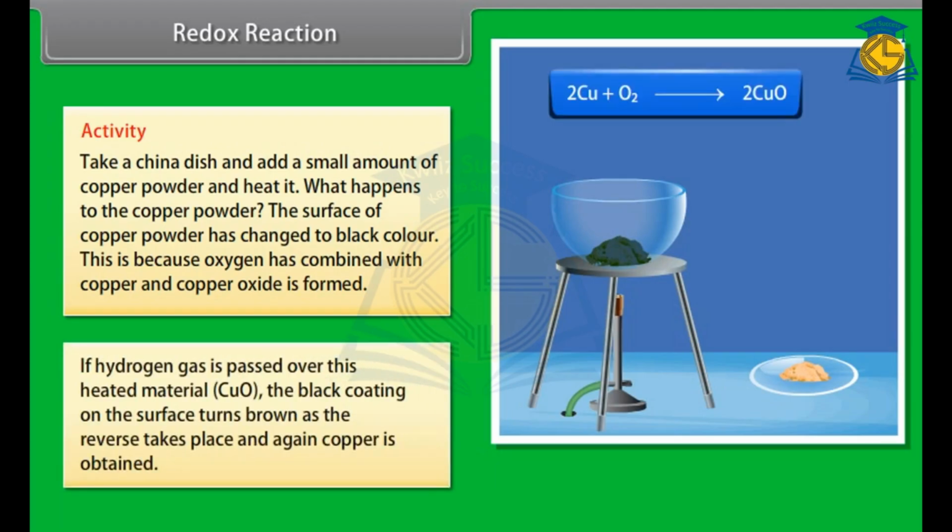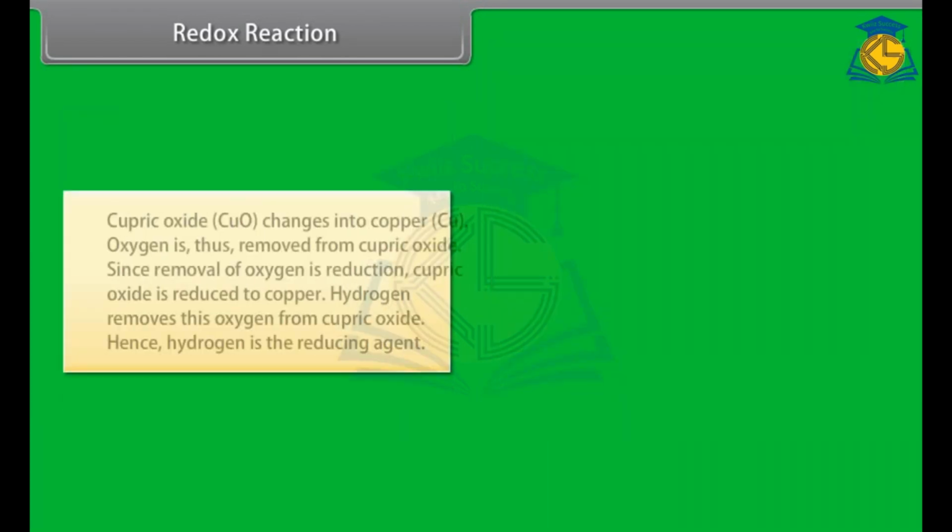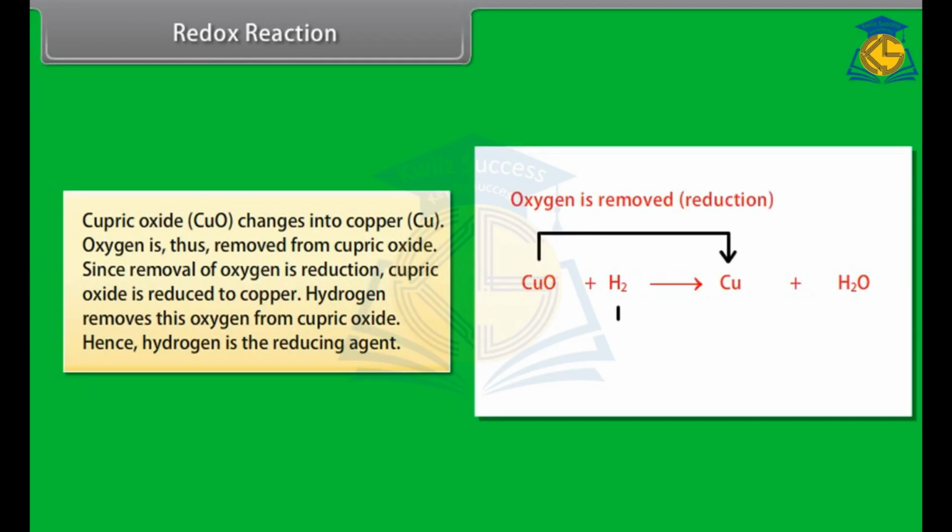If hydrogen gas is passed over this heated material, CuO, the black coating on the surface turns brown as the reverse takes place and again copper is obtained. Cupric oxide changes into copper.